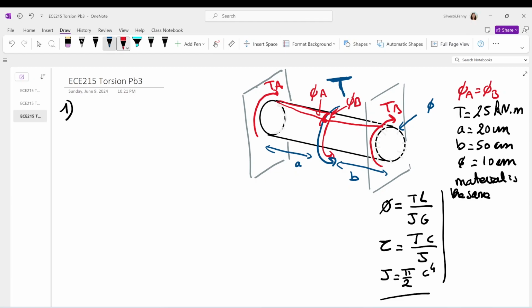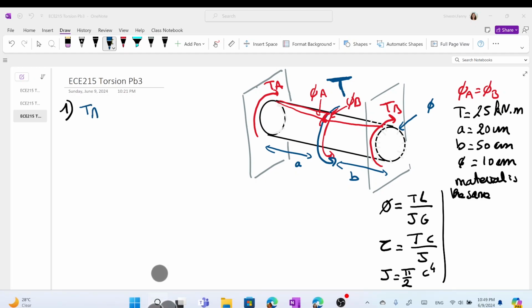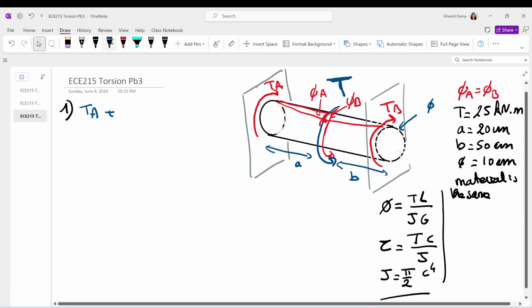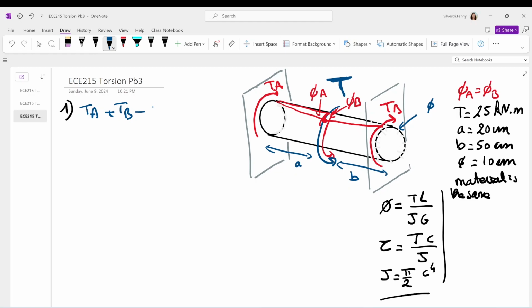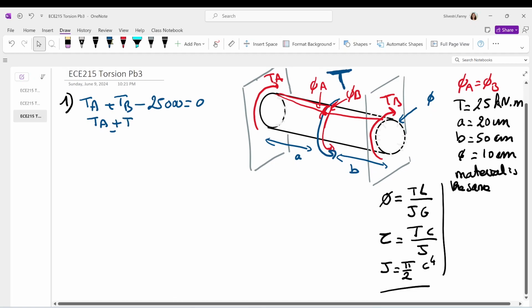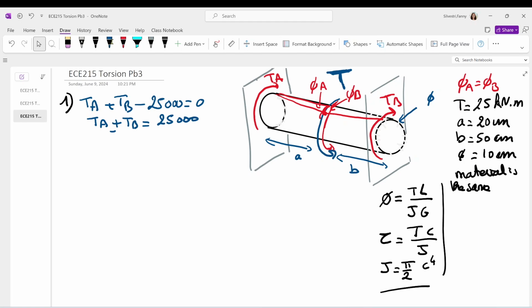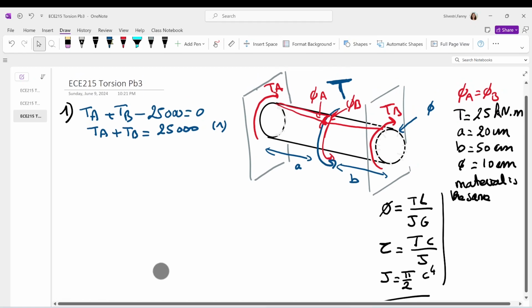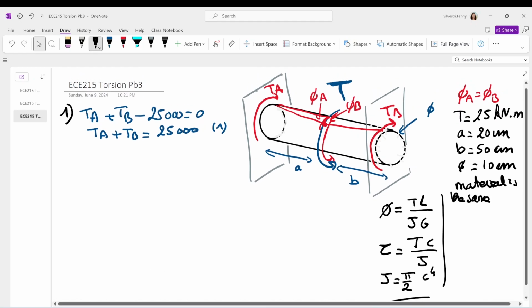If we write this equation, we have TA plus TB minus the T in the middle, 25,000, equals 0. So we get TA plus TB equals 25,000. This is our equation 1 for the matrix. I always plug that in the matrix. I know you like also to substitute, doesn't matter to me, but I recommend the matrix, it's way easier.